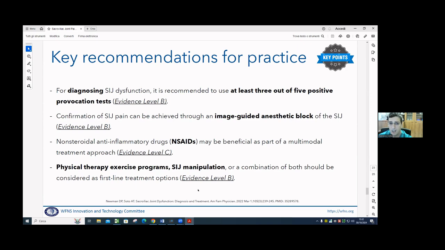Non-steroidal anti-inflammatory drugs may be beneficial as part of a multimodal treatment approach, because we have seen that drugs alone cannot solve the problem, but may be used just to manage the pain along with the conservative treatment and physiotherapy in order to reduce the biomechanical stress. And again, the physical therapy exercise program and sacroiliac joint manipulation are part of the conservative treatment, and the evidence is pretty good with a level B.